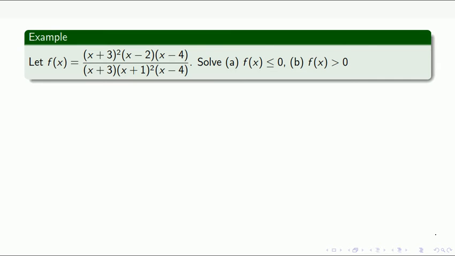For this one, we want to solve f of x is greater than or equal to 0, and then also f of x is less than or equal to 0, and then also f of x is greater than 0. So I'm going to start by finding my holes, zeros, and vertical asymptotes.